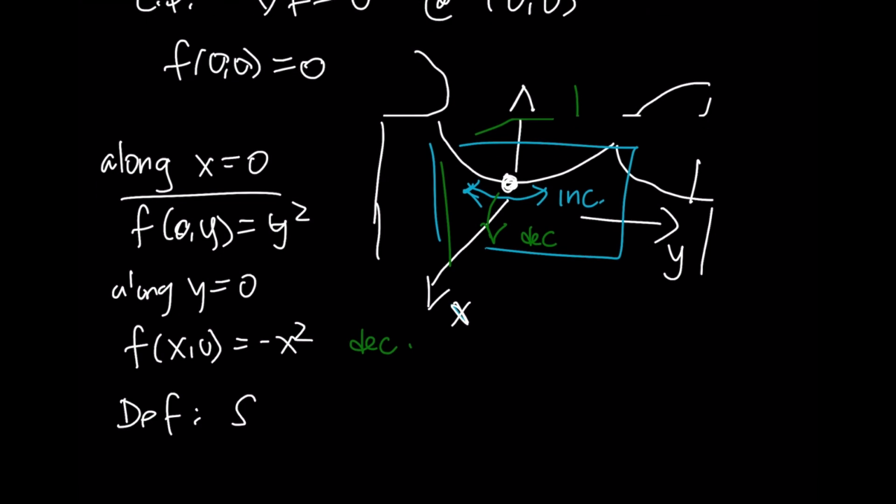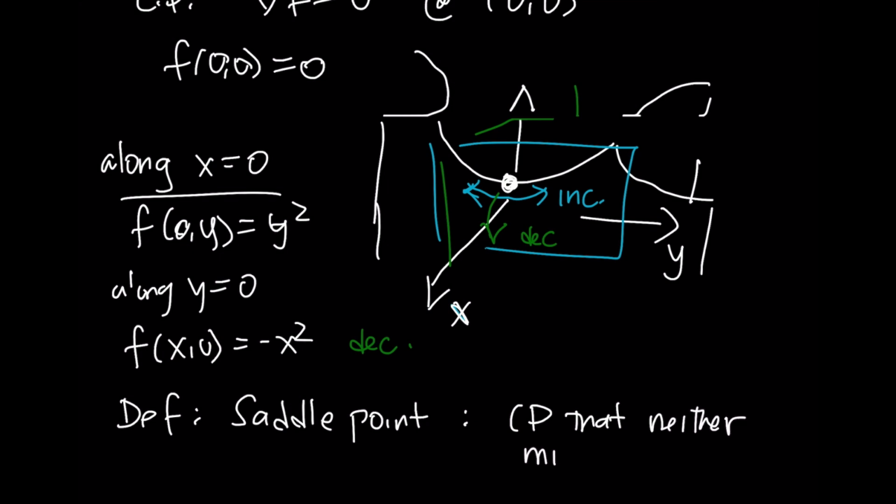So we're going to define a new classification of point. A saddle point is a critical point that is neither a minimum nor a maximum. It's called a saddle point precisely because of this type of function. It looks like a saddle. In some directions I increase, and in some directions I decrease.